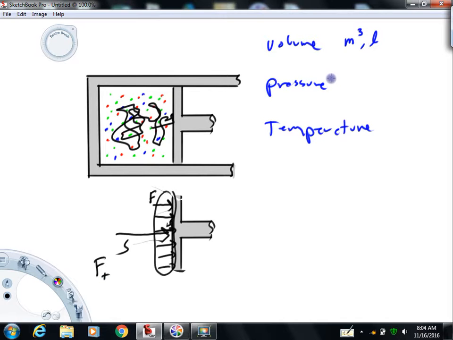Pressure is defined as force per unit area. If I took the total force vector acting on this and divided by the total area along this surface, I would get what is called the pressure in the container. So the standard unit of pressure in physics would be the Newton per square meter. The English unit, let's see, the pound per square inch is used quite often, or maybe pound per square foot.